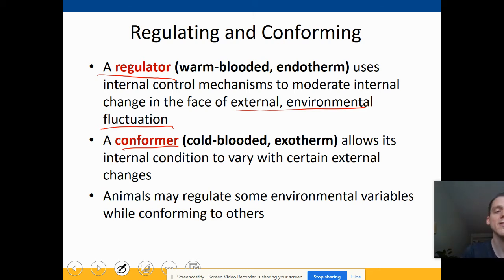Animals may regulate some variables while conforming to others. So cold-blooded organisms or exotherms may not regulate their temperature, but they are going to have to regulate some things like salinity or water or blood sugar. So it's not that a conformer conforms in every single way possible. We're typically talking just about temperature here. So temperature is what we're going to stick to as we go forward.